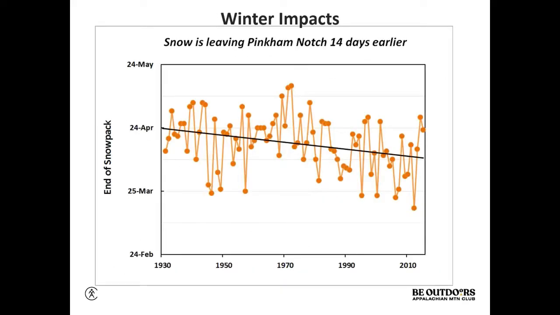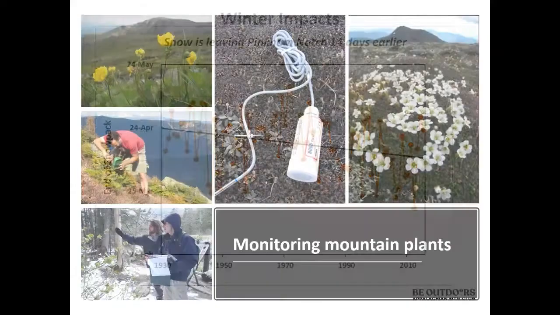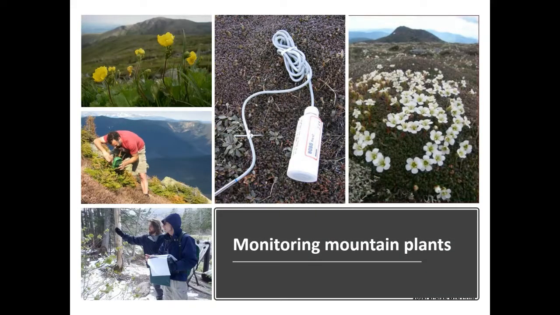This is the snow data from Pinkham Notch, where we're seeing that the snow is melting out 14 days earlier overall, if you look across the record. So things are changing quite dramatically in the mountains. So AMC has also been doing some long-term mountain plant monitoring. We've mapped tree line in the White Mountains and in Baxter State Park. We've mapped the alpine communities, and we plan to revisit those in the future to see if there have been any shifts. And also our phenology monitoring, which began in 2004, is an ongoing study that we are conducting at our facilities.